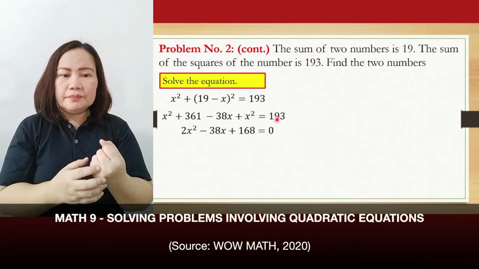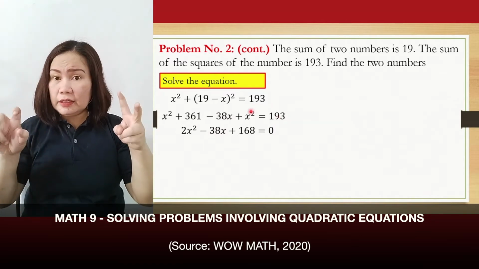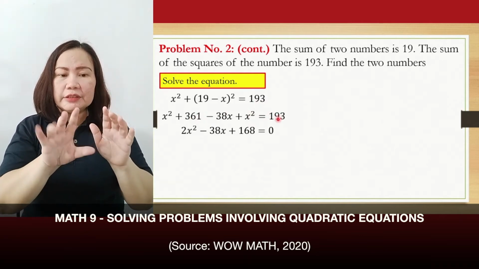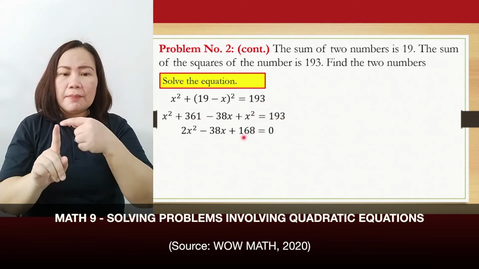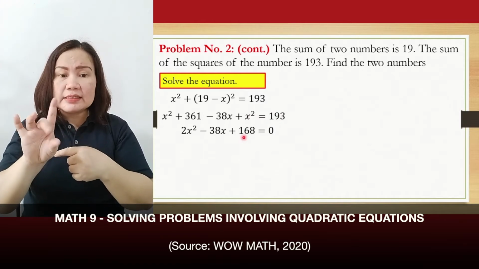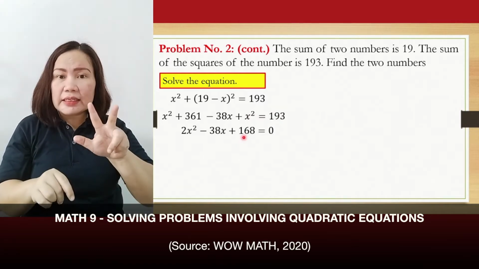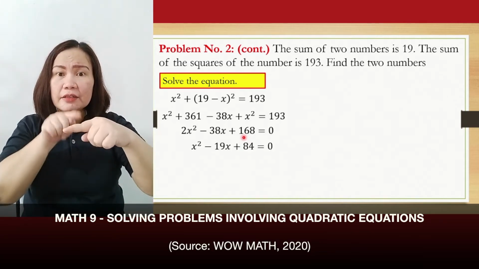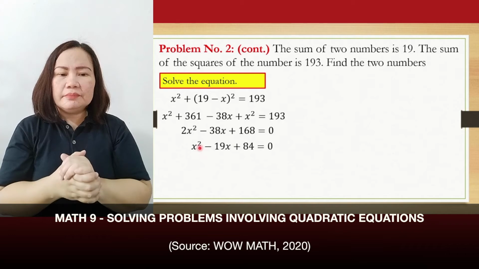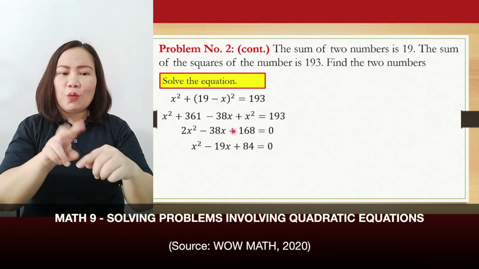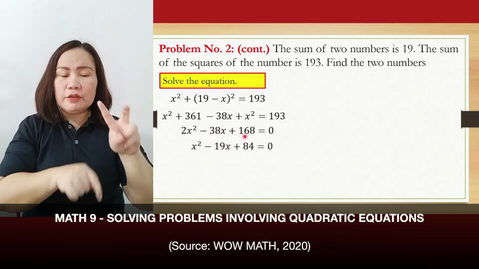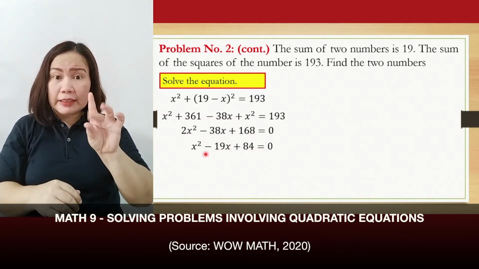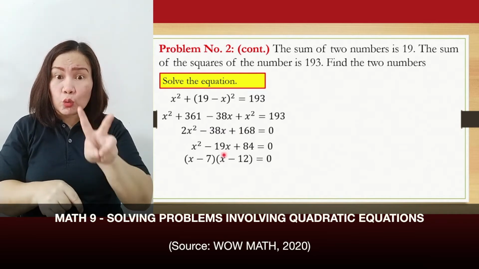And then, we will transpose 193 to the left side of the equation. So, we will have 361 minus 193, and that is 168. Okay? Since this equation can be divided by 2, therefore, we can have x squared minus 19x plus 84. So, dinivide natin siya by 2. Alright? So, ngayon, pwede na nating i-solve this quadratic equation by factoring.